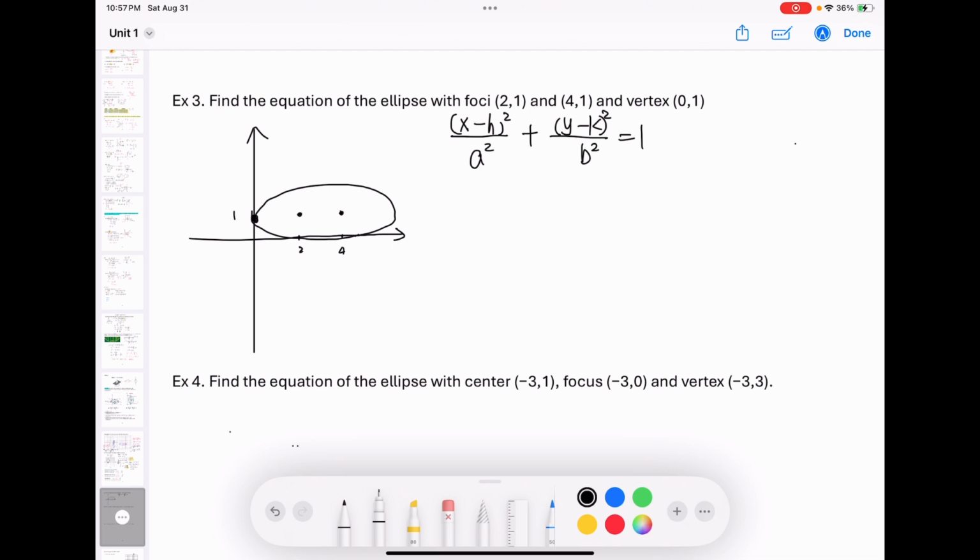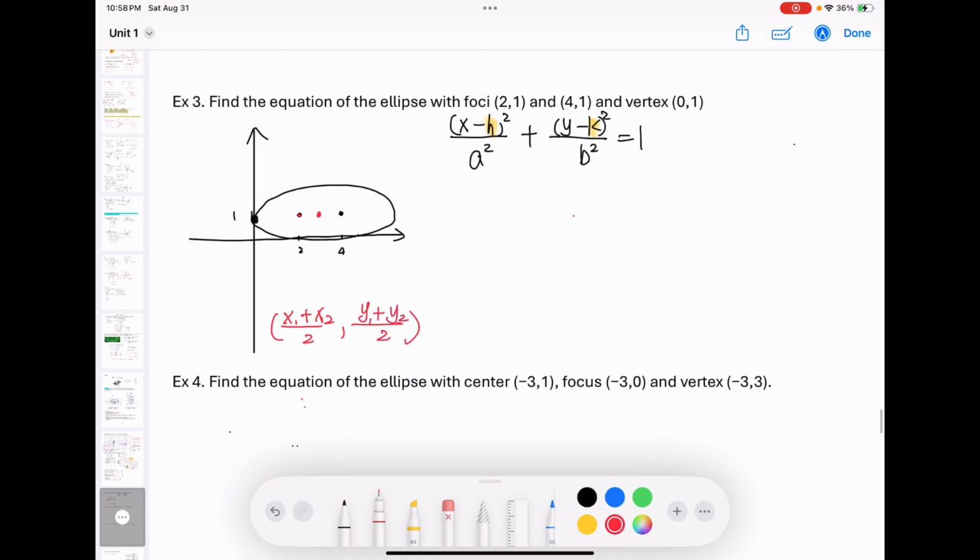And next part, we have to find our h value and k and a and b's values. How to find the center? For example, the center is here. It is right between the two foci. So if I'm looking for one point right in the middle of two points, we have the formula, which is x sub 1 plus x sub 2 over 2, and then the y value is y sub 1 plus y sub 2 over 2.